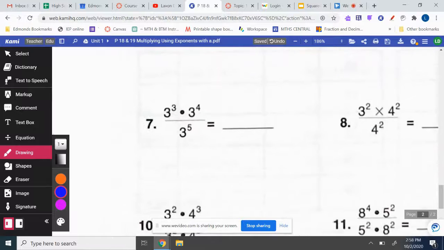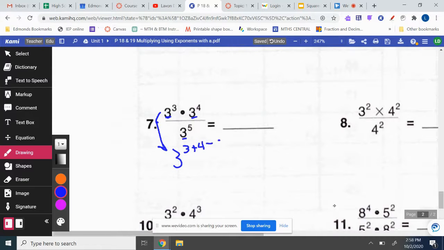Number 7, they try to trick you. They're like, hey, wait a second. You have multiplying of the same base and then division. That's okay, guys. Let's write this out. So I know that when I multiply, let's do the first step down here. I'm going to go 3 to the third plus 4. Now I'm going to subtract my 5. All right, 3 plus 4 is 7, so I have 3 to the 7th minus 5. That's simple. That's 3 squared, or 3 to the second power.